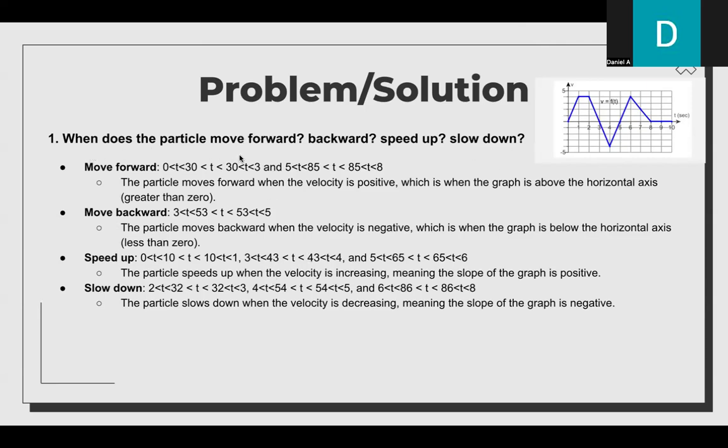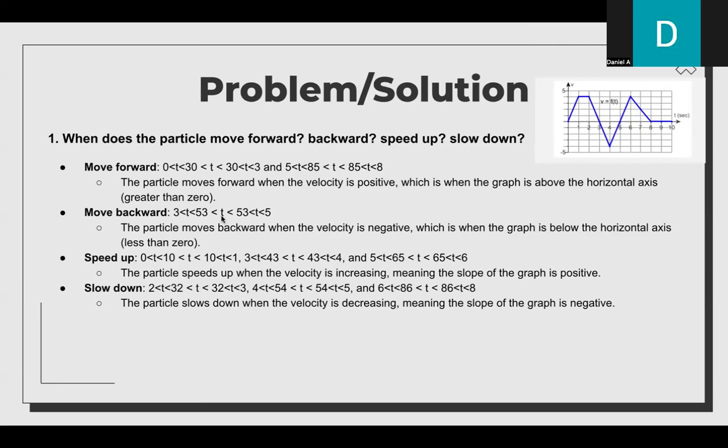When does the particle move forward, backward, speed up, or slow down? It moves forward at 0 < t < 3, and 5 < t < 8. The particle moves forward when the velocity is positive, which is when the graph is above the horizontal axis. It's greater than 0.